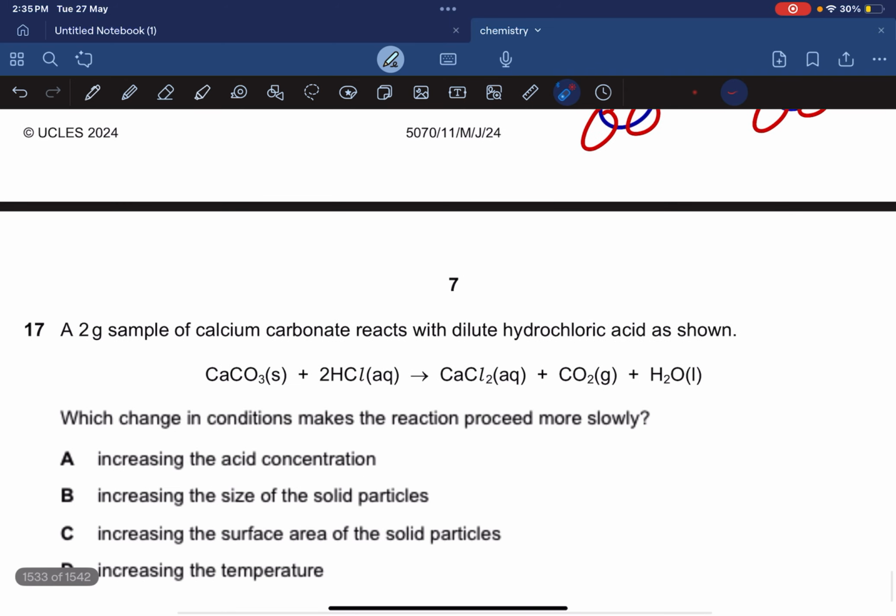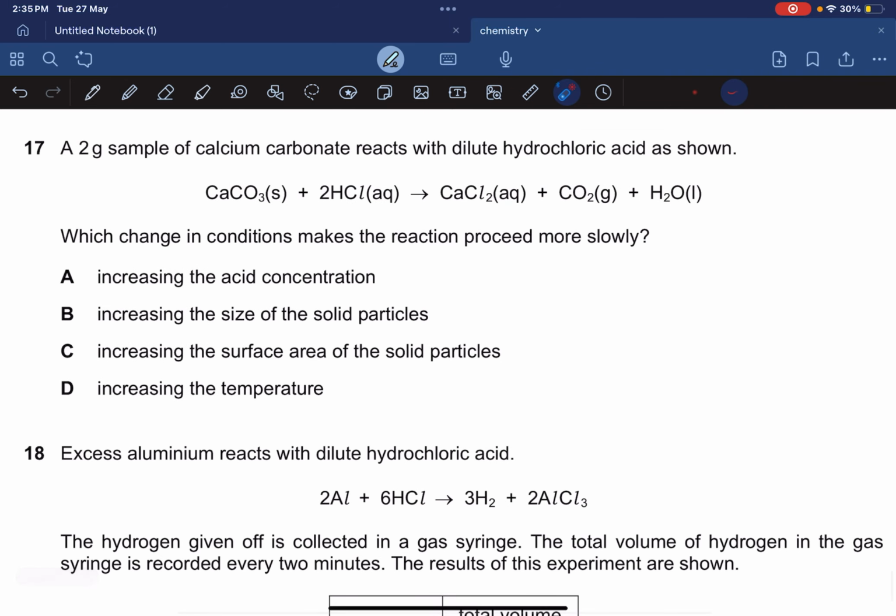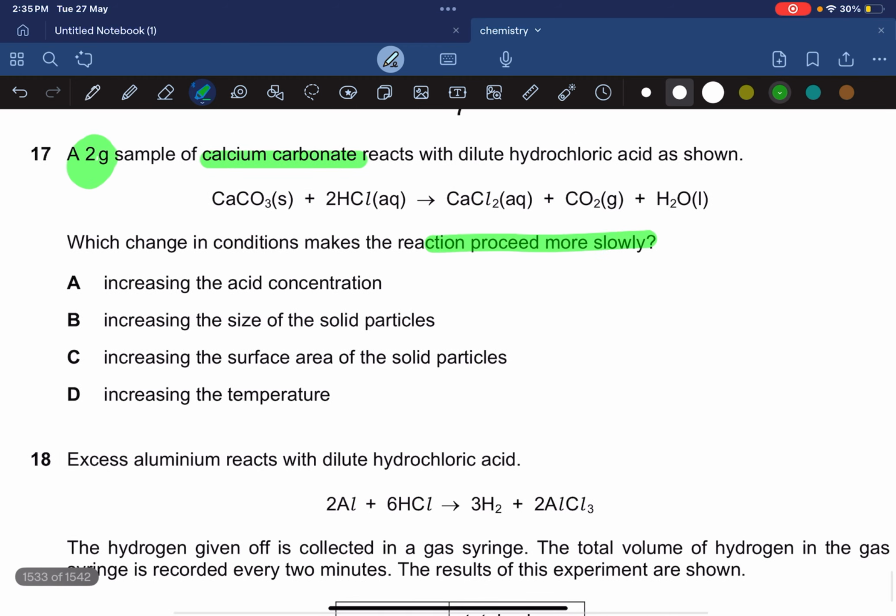Moving on. A 2-gram sample of calcium carbonate reacts with dilute hydrochloric acid as shown. The important thing is you have 2 grams of sample, that's the mass of calcium carbonate. What change in the conditions makes the reaction proceed more slowly? Now you need to slow the reaction, so you should know the conditions for the rate of reaction. Increasing the acid concentration is going to increase the reaction rate.